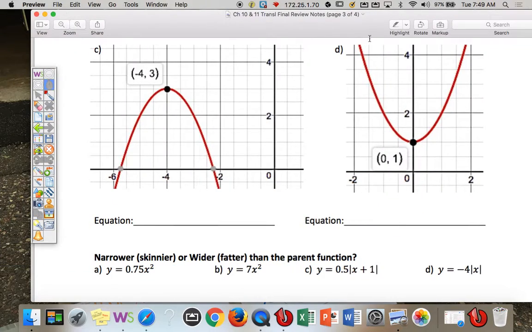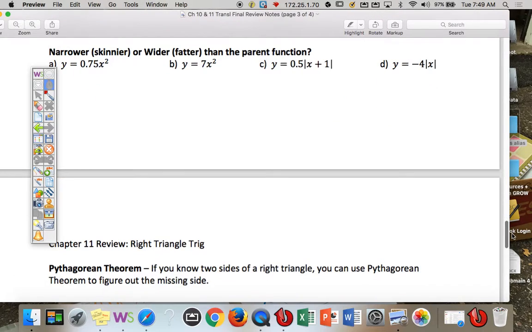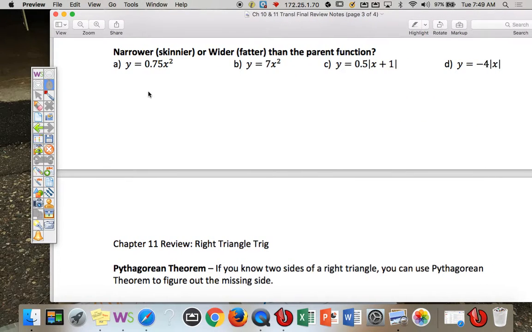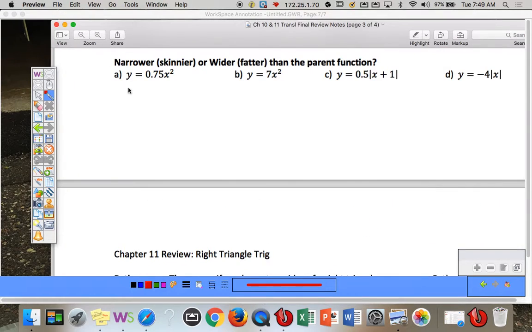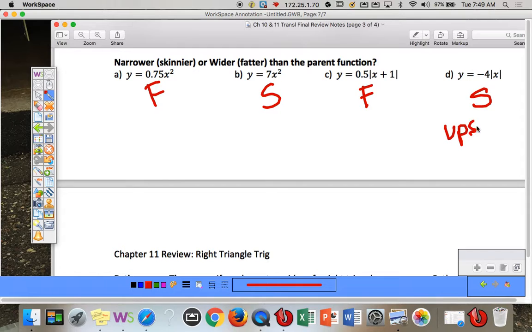And then remember, if you have that number in front, if the number is less than 1, so 0.75, this is going to be wider or fatter. I'll put F for fatter. This will be skinnier. The 0.5 will make it fatter, and the negative 4 will make it skinnier and upside down.